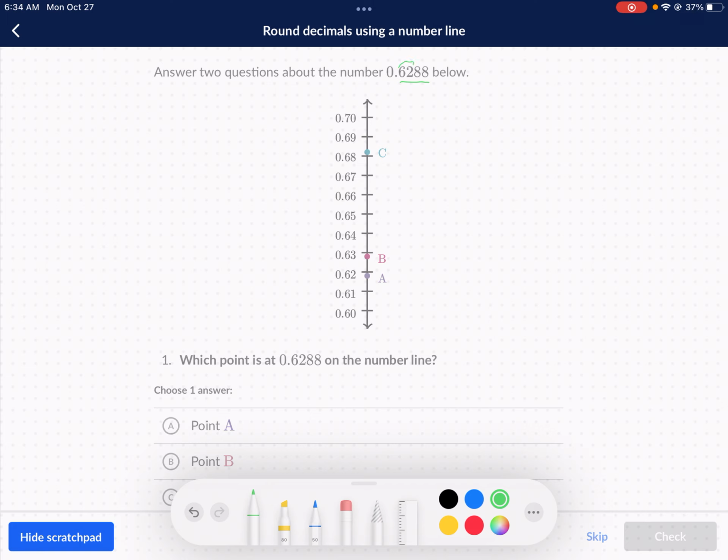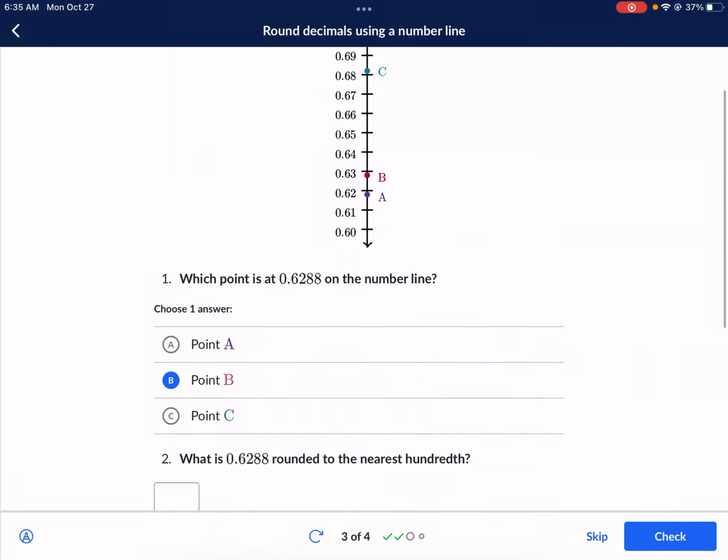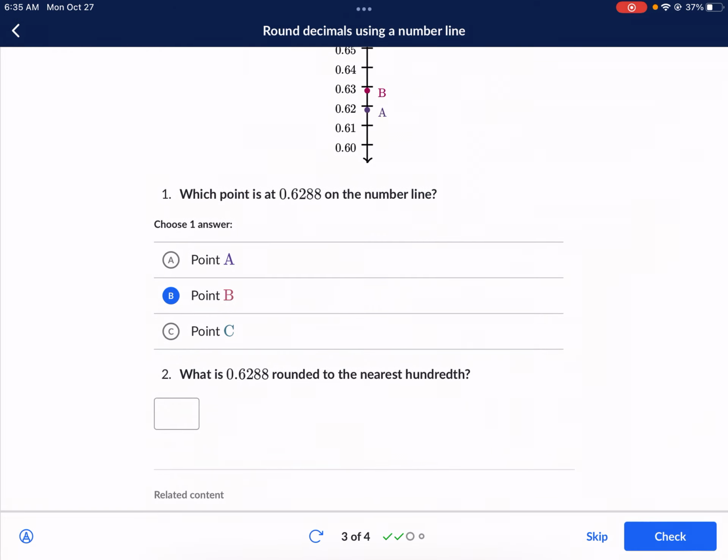Well, it's a 6.2, okay? And it's slightly above it. It's almost to 6.3 because that 8 is telling us we're almost to the 3. So we can't be below the 2, and we certainly can't be above 6.8. That doesn't make any sense. So we're almost to the 3. B is our answer.